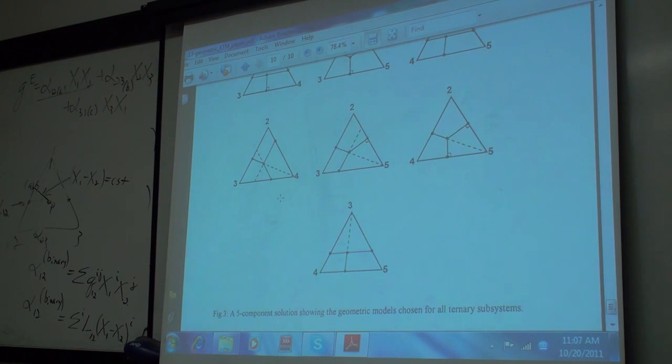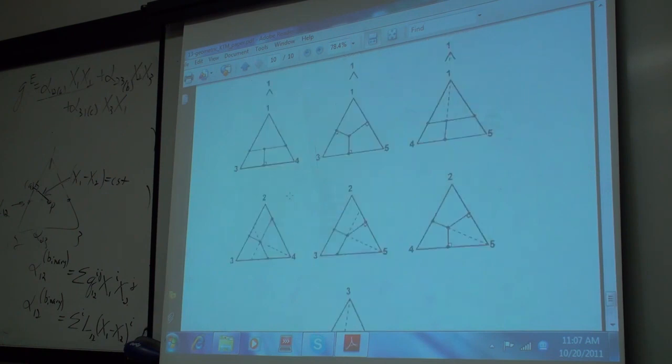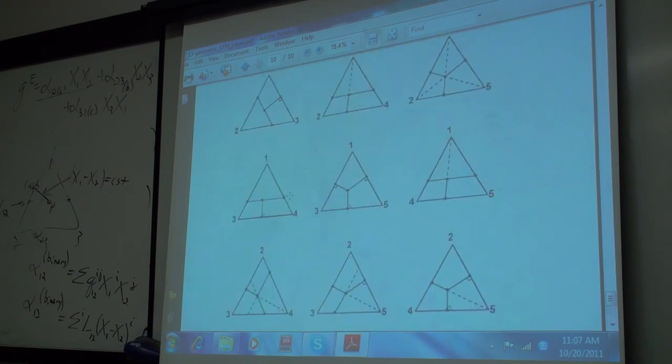When I was doing them, I optimized the binaries, then I optimized the ternaries, and for the ternaries I chose those methods. Okay, that's all I have. Now I want to put all 5 components into one database, and I want to use that database in order to estimate properties in the 5-component system. How do I join them together?